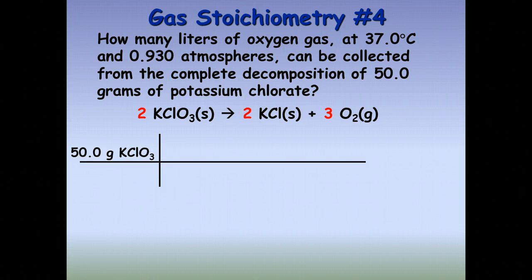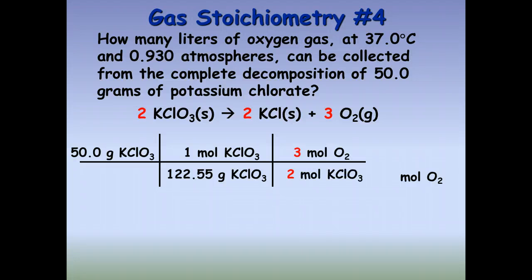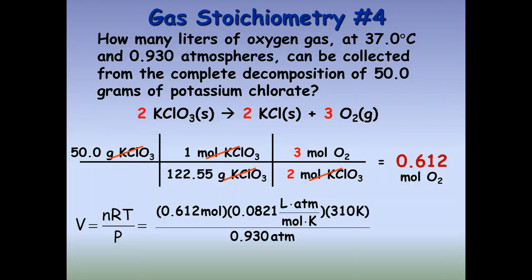So I have 50 grams of potassium chlorate. I want to get to moles of oxygen. So I'm going to use molar mass, I'm going to get to my moles of oxygen, and I'm going to calculate an answer here. And I get this many moles, 0.612 moles of oxygen. Now I can use PV equals nRT, putting in the information from the problem, and I get 16.7 liters of oxygen.